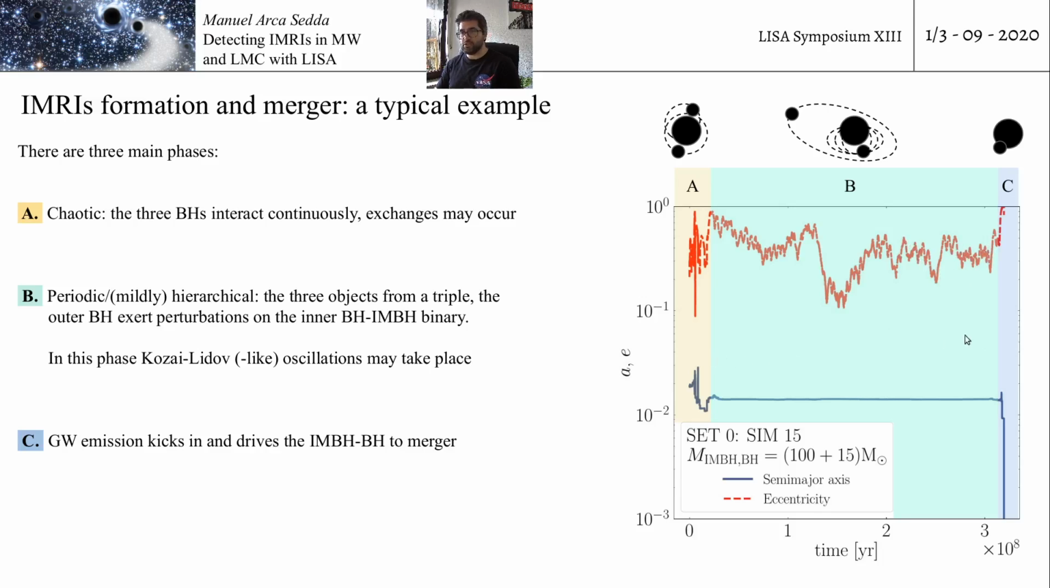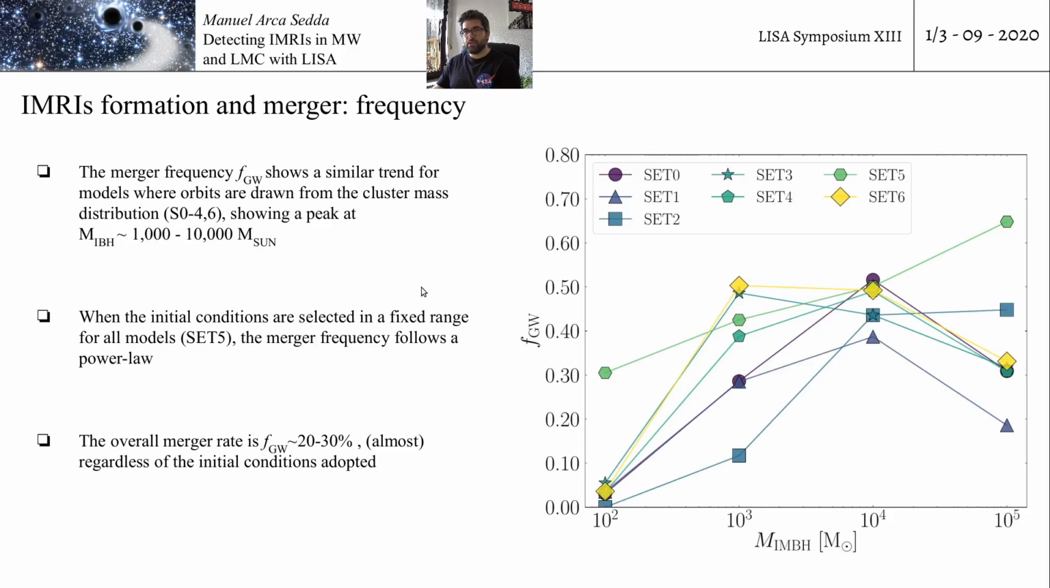And this phase, which is the long-lasting one, culminates with a maximization of the eccentricity that reaches values so close to unity as to allow gravitational wave emission to kick in and dominate the last phase of evolution of the binary down to the merger. This is just one of the examples we have in our simulations, and is just to give an idea of how an IMRI formation proceeds.